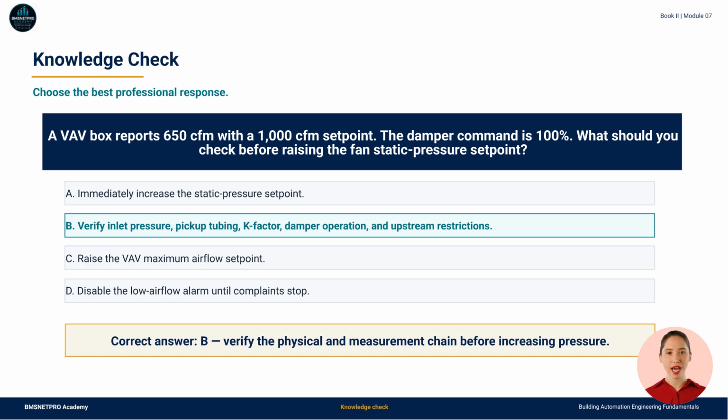Is inlet pressure actually low? Is pickup tubing connected and clean? Is the K factor correct? Is the damper moving? Is there an upstream restriction? Is the terminal below its reliable sensing range? The best answer is B. Evidence comes before pressure changes because unnecessary pressure increases waste energy and can hide the real fault.